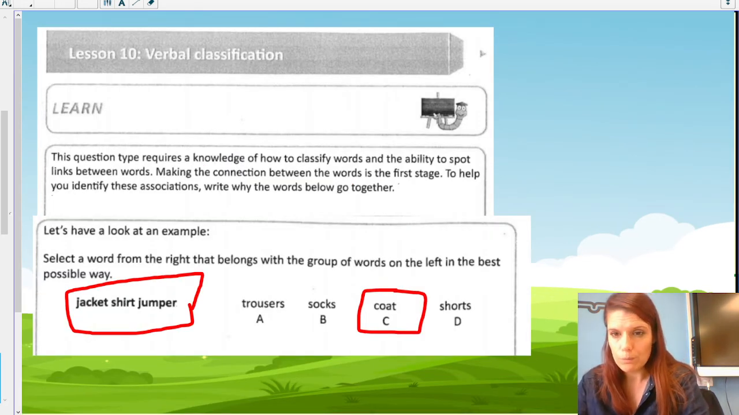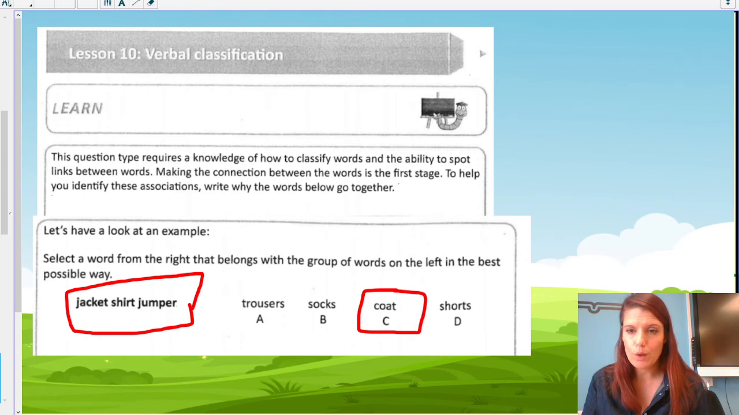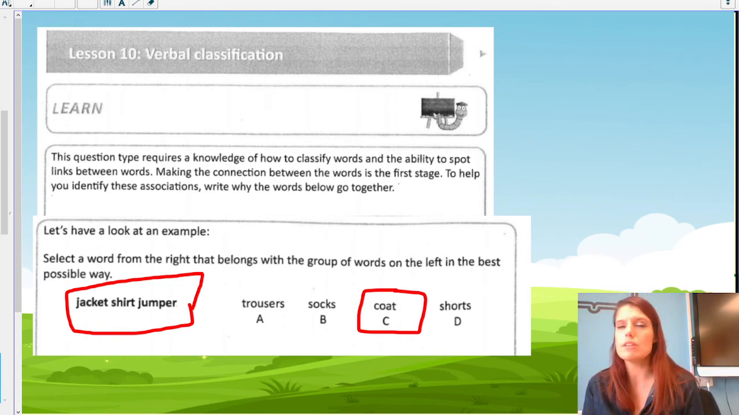Okay, moving on to verbal classification. This is sorting. That means classifying words by knowing their meaning and putting them into groups. The ability to spot links between words. Making the connection between words is the first step. So you have to think about why the words go together.